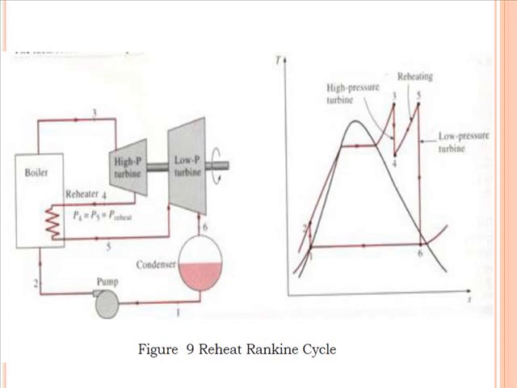If you see the TS diagram, process 2 to 3 is the heat addition process, then 3 to 4 is turbine work available from the high pressure turbine, then 4 to 5 is again heat addition during the reheating process, and 5 to 6 is again turbine work available from the low pressure turbine. Now we have to discuss the analysis of the same thing.